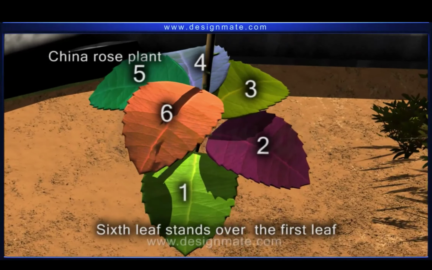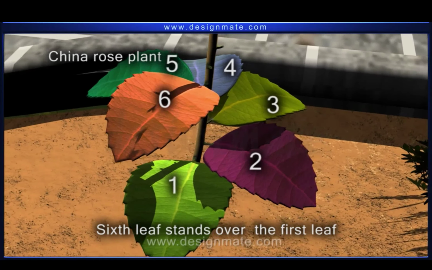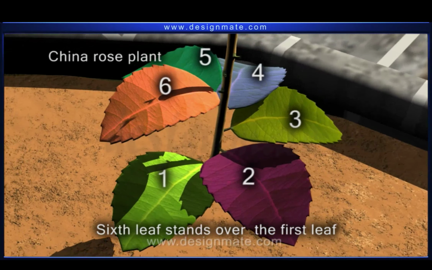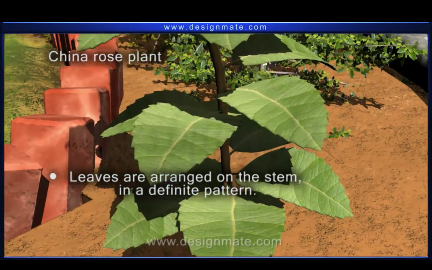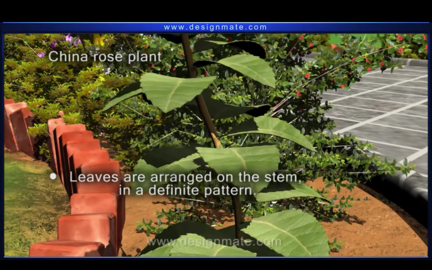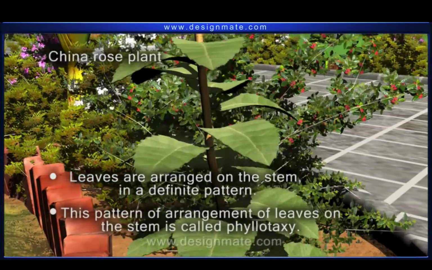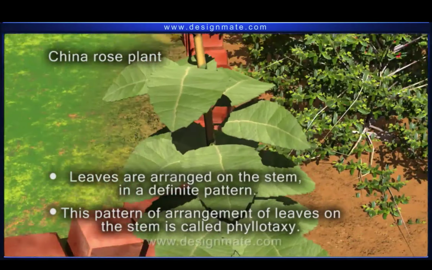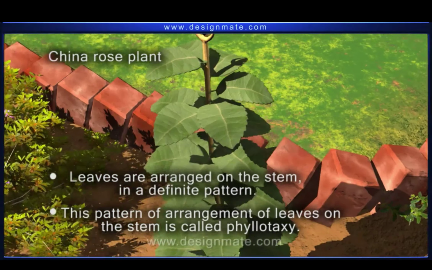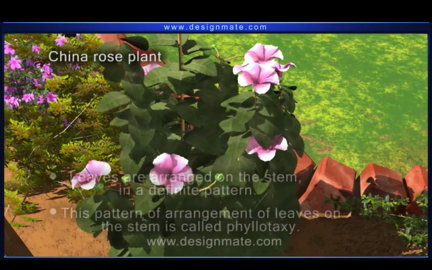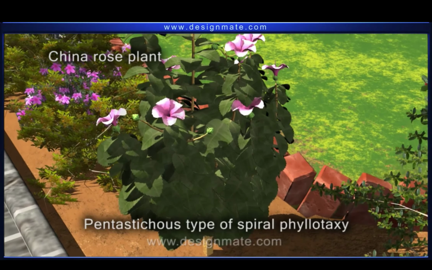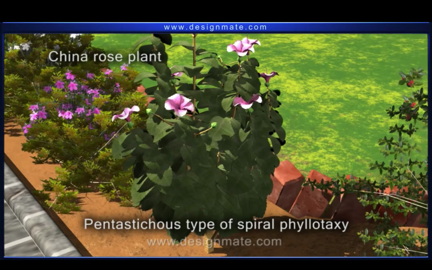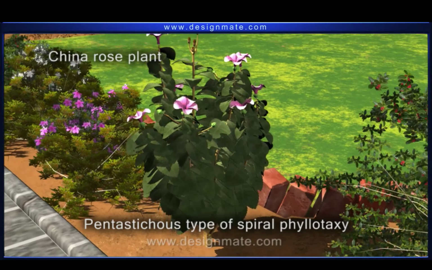We observe that the 6th leaf is positioned over or overshadows the 1st leaf. Thus, the leaves are arranged on the stem in a definite pattern to achieve optimum sunlight. This pattern of arrangement of leaves on the stem is called phyllotaxy. Thus, a China rose plant shows a pentasticus type of spiral phyllotaxy.